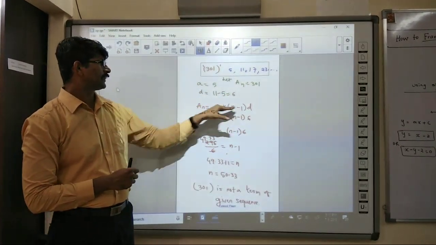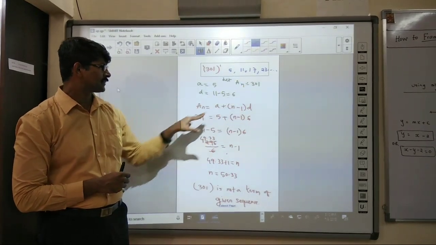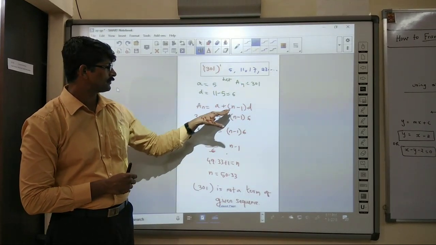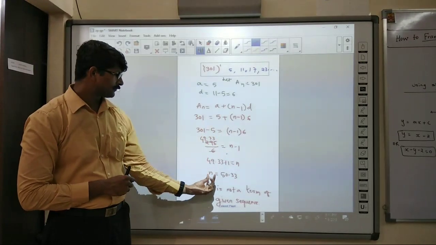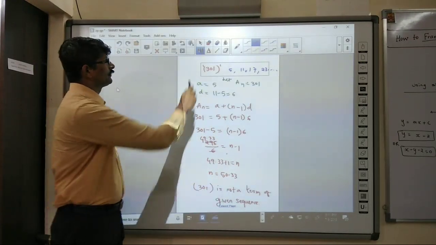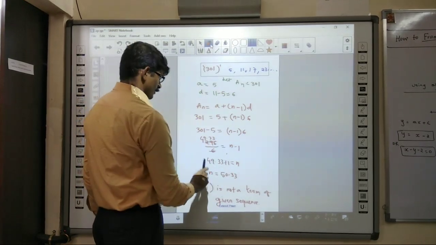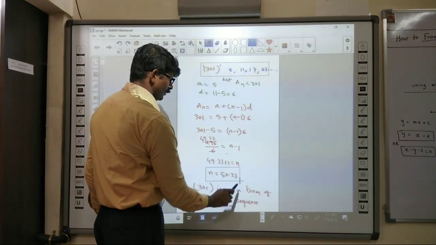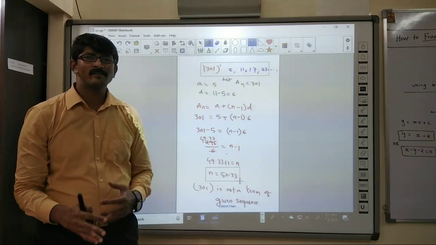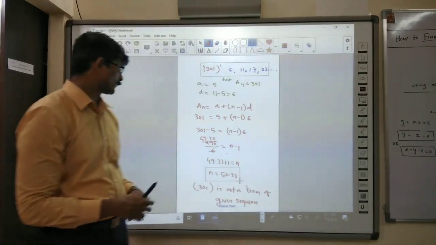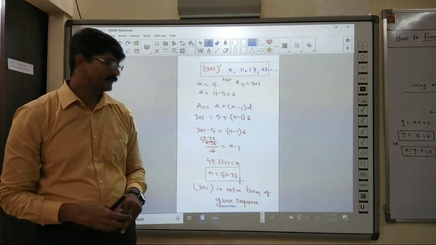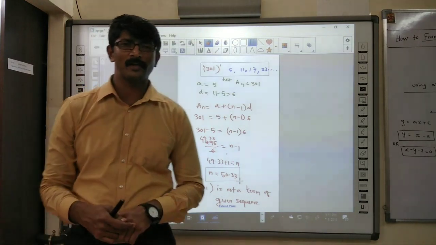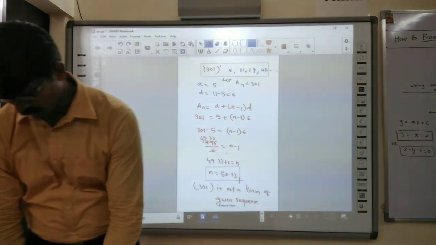And then we wrote that an formula, we just plugged in an as 301, a as 5, n minus 1 into d, which is 6. And after solving that, we found n is equal to 50.33. So since the number of terms cannot be a decimal, we concluded that it cannot be a part of the given sequence.